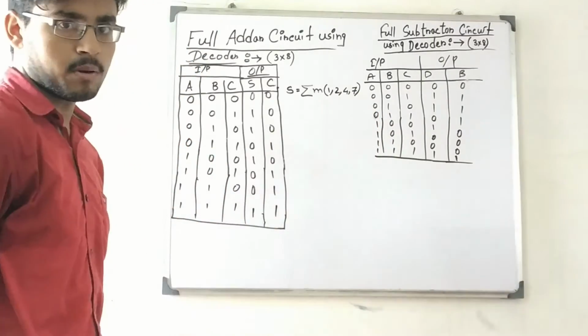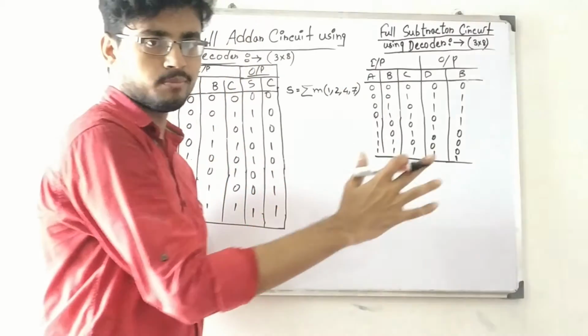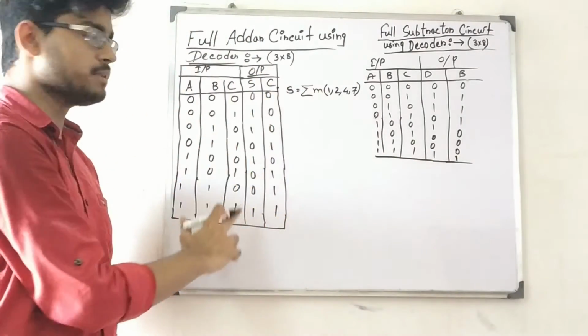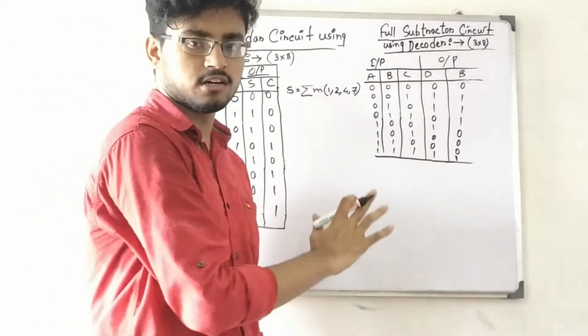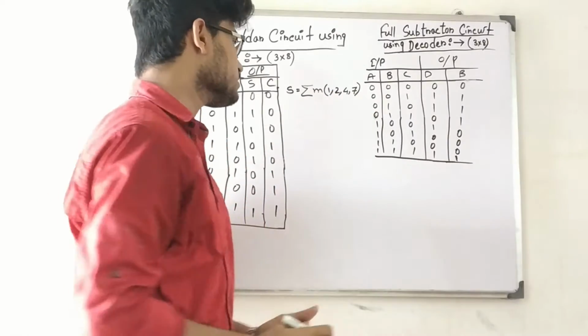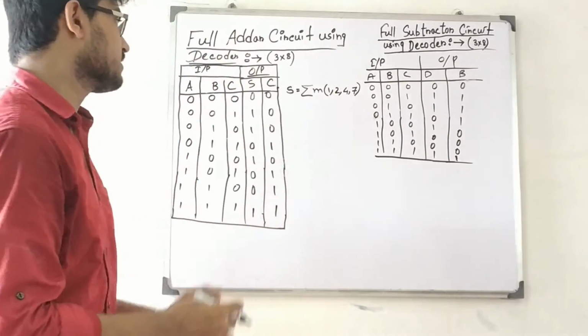As this is a sum of product form and these are the min terms, only for these inputs the output should be high, otherwise the output will be 0. We can see that for the sum term only these inputs give the high output and the rest of the inputs give the low output. So we can write sum is equal to summation of m 1, 2, 4, 7 in terms of sum of product form and min terms.